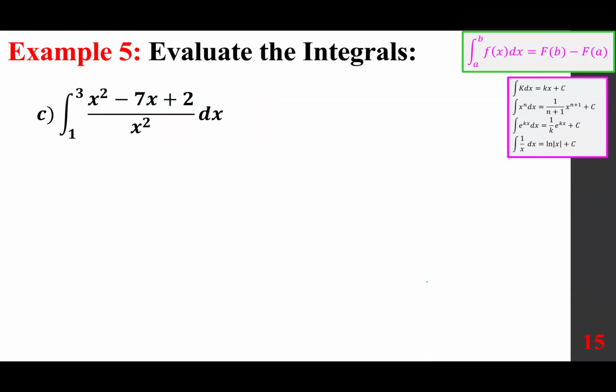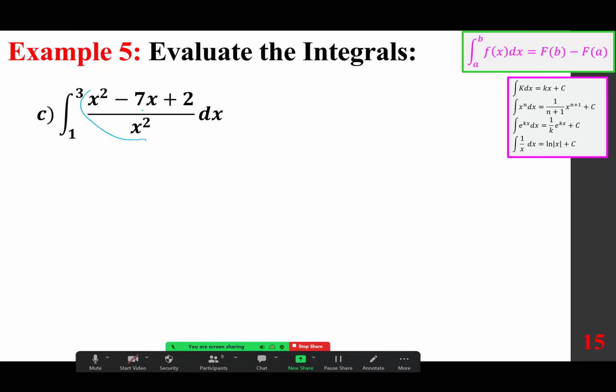Now, we did this one previously. If you go back to your notes, you make up 3 fractions. This is one of them, which is 1. This is another one, which is negative 7 over x. And finally, 2 over x squared.